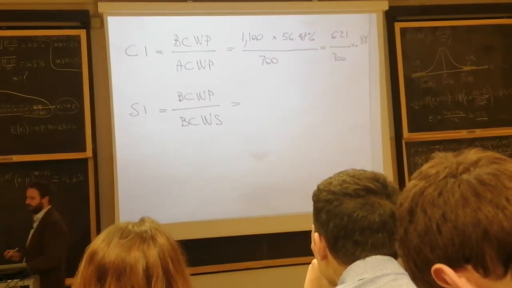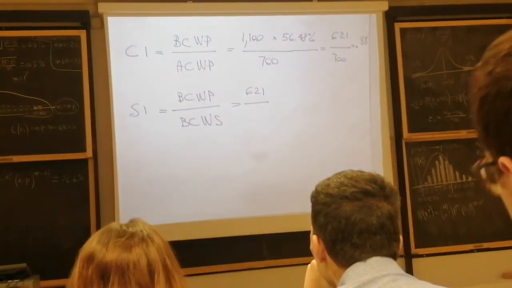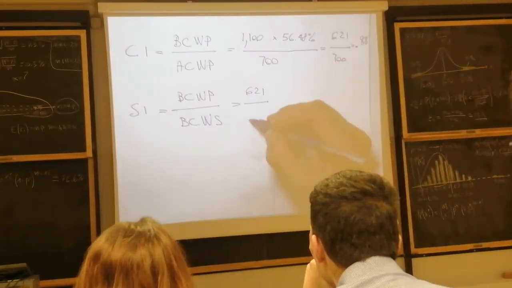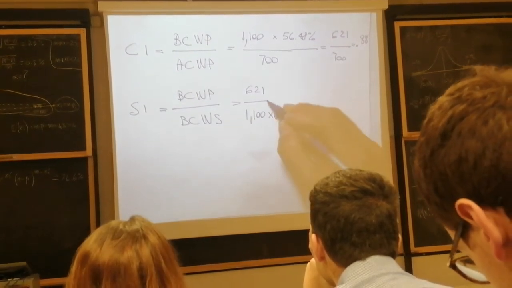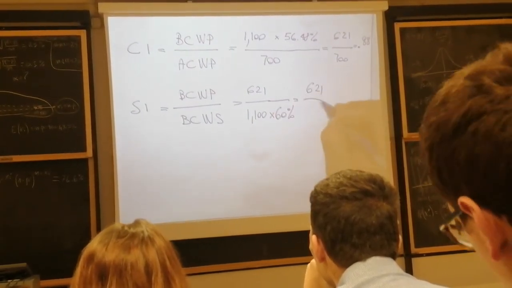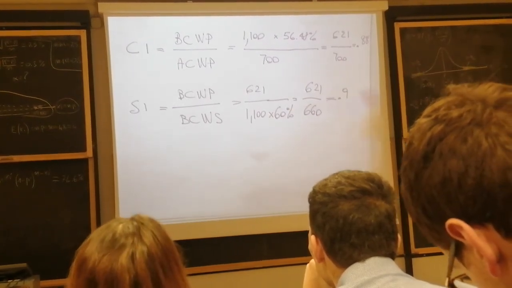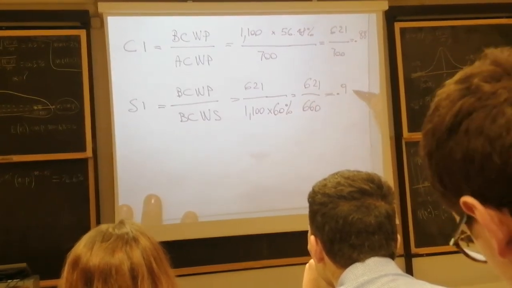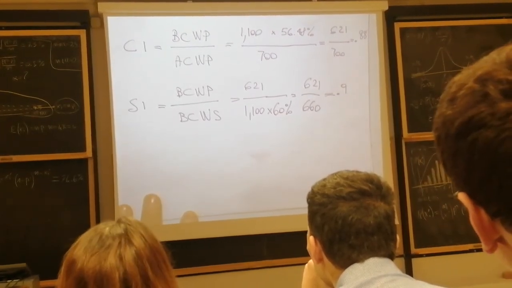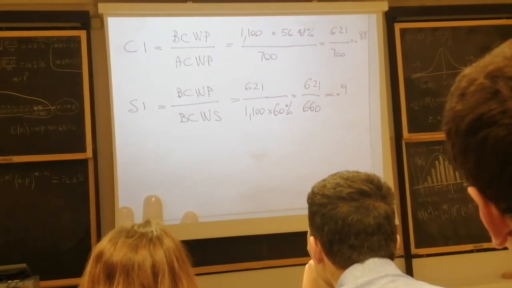BCWP has been earned at 621. BCWS was 60% of 1.1 million, because it was given. So it's 621 over 660, which equals 0.9495. I don't care. 0.94.